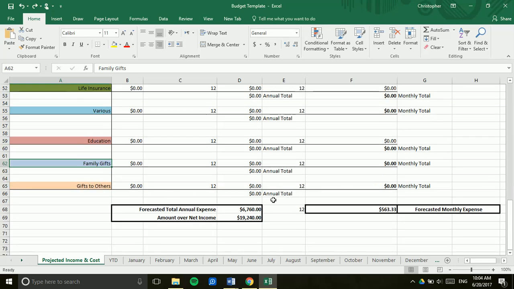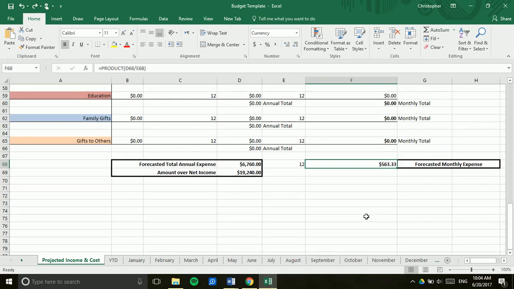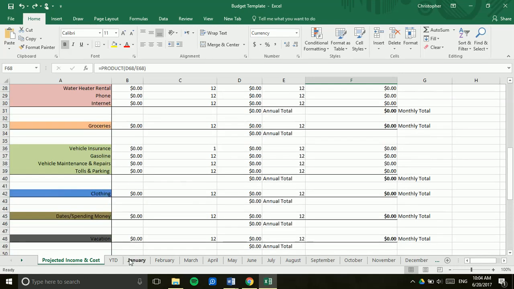And then it totals all those things into a forecasted total annual expense, and your amount over net income. So that subtracts your expenses from your income. If this number is in the red, that means you have to go back and rebudget because you're over. If it's in the black like this, that's a good sign. That means you're making more than you're spending. And this gives you then your forecasted monthly expense. So that helps.